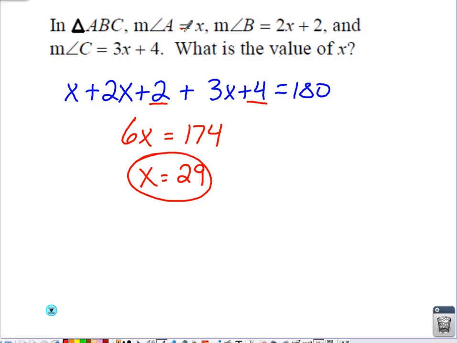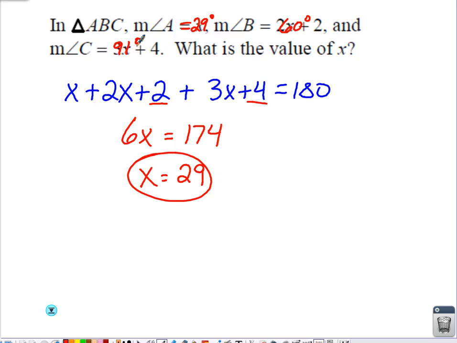So if x is 29, that makes that angle 29 degrees. 2 times 29 would be 58, and 2 would be 60 degrees. And 3 times 29 is 87, and 4 is 91 degrees.